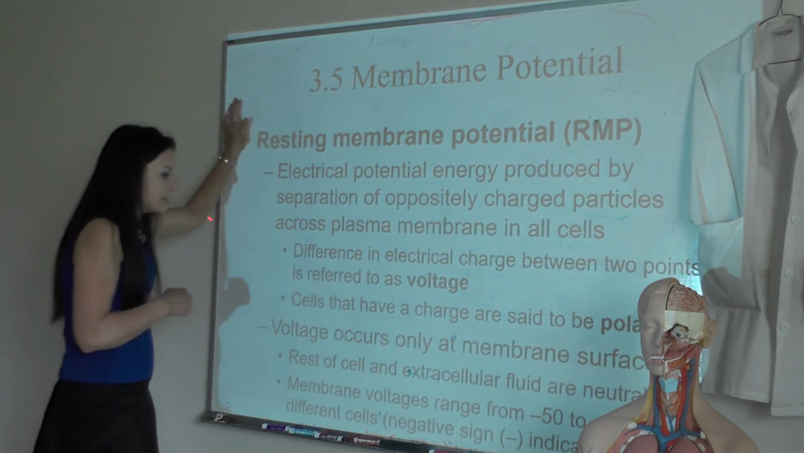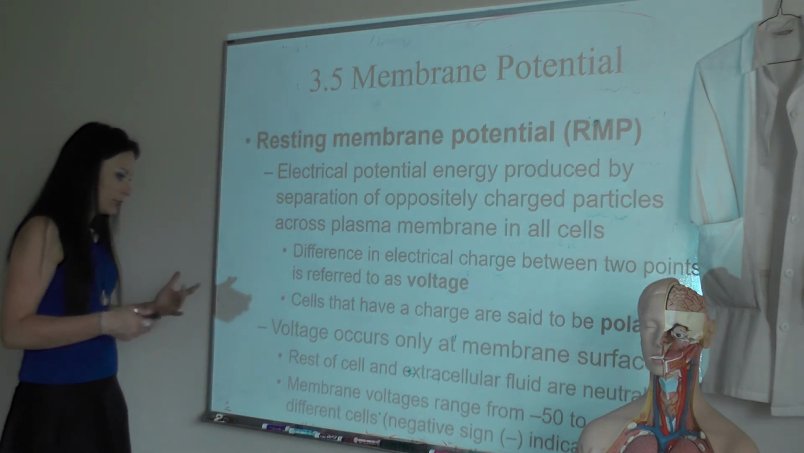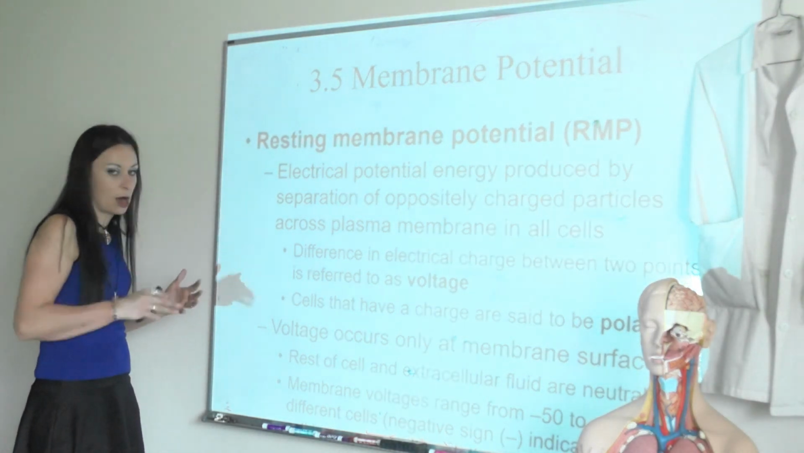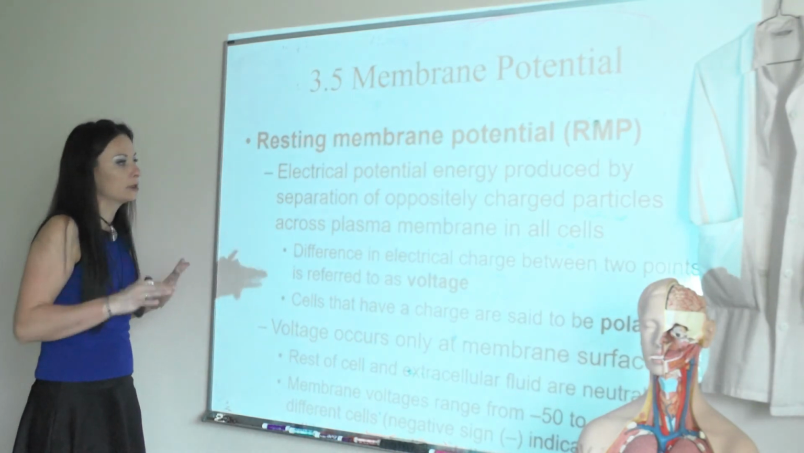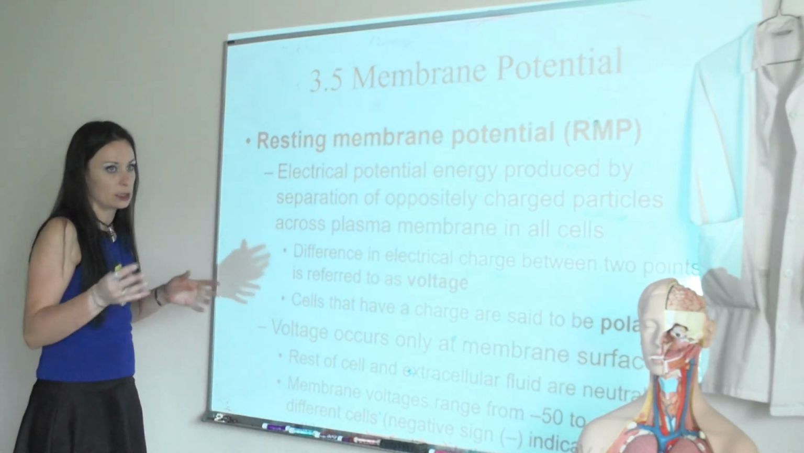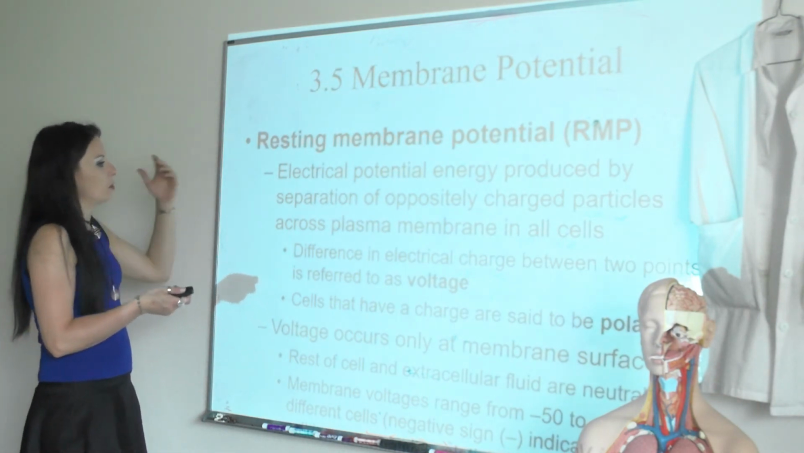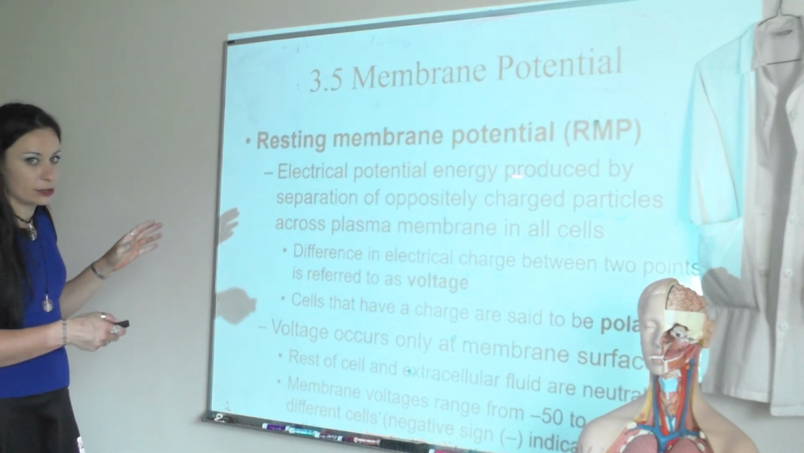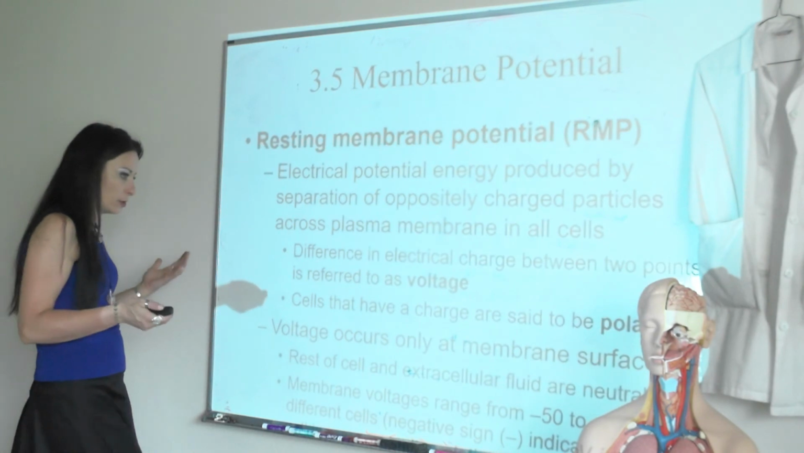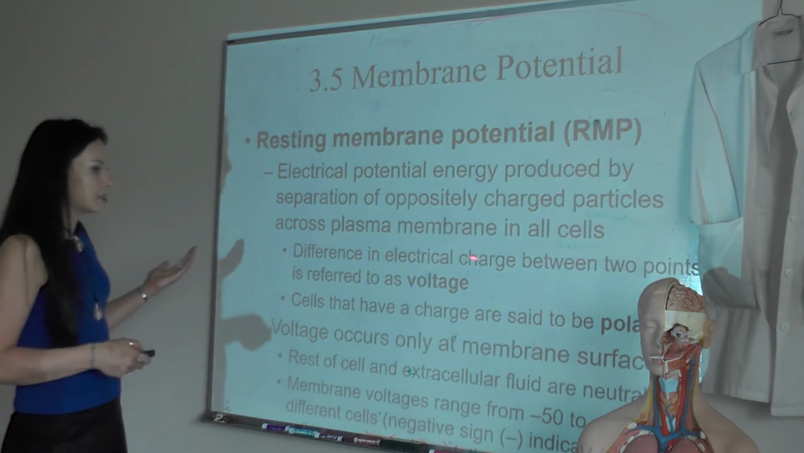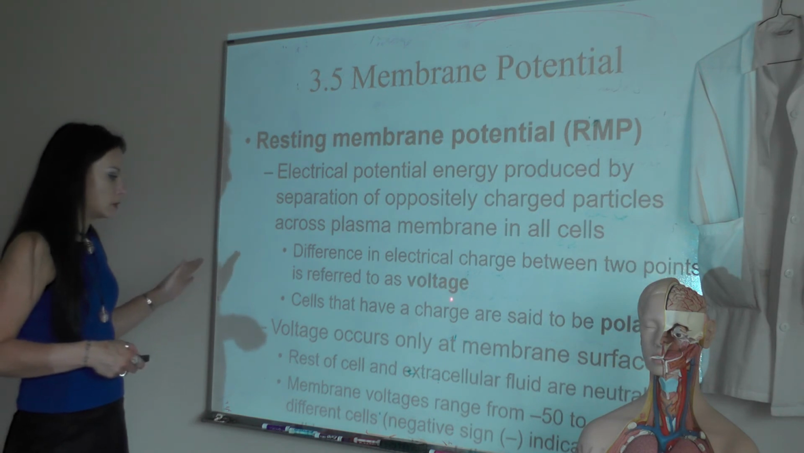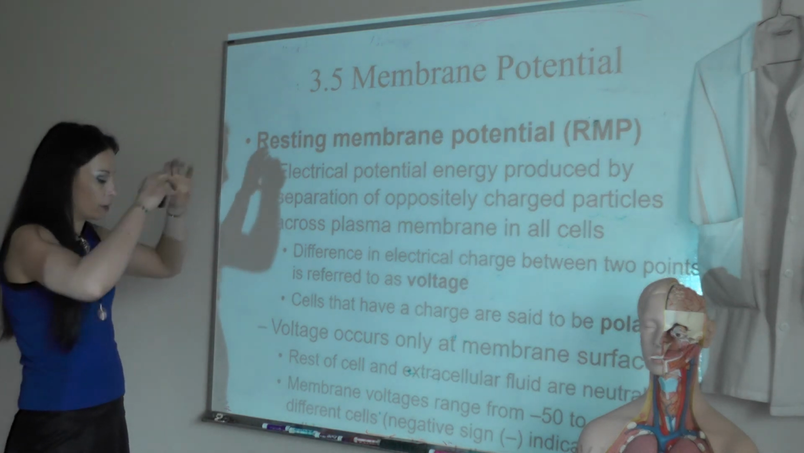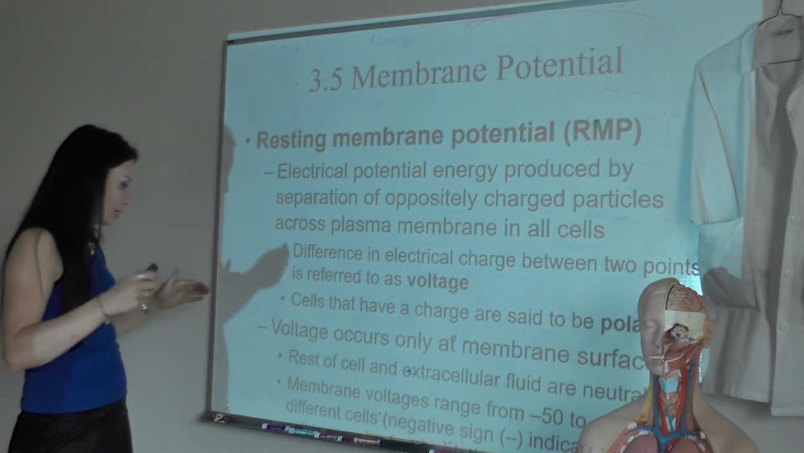Well, potassium is exiting the cell, and there are these negatively charged proteins that are stuck inside the cell. So the cell feels a little negative, which is going to draw potassium back to the cell and is going to draw sodium to the cell, because they're electrically drawn in that way. So the potential that we get is this difference in potential energy. It's energy that can be used to do something, and it can be used to move stuff. This difference in charge that we see between two points is called a voltage, and any cell that has a charge is said to be polarized. Why? Because we create a pole, and we've got a lot of charge on one side, a lot of different charge on the other side.